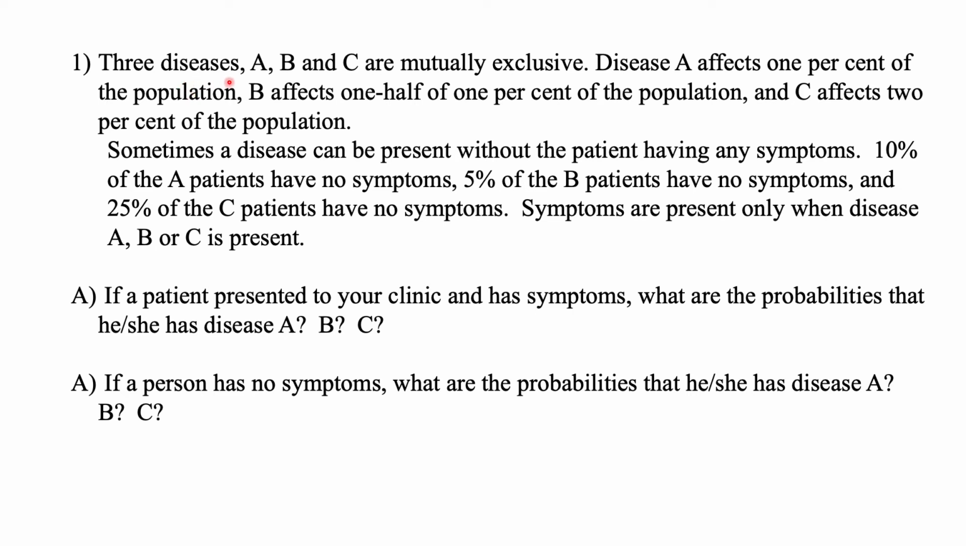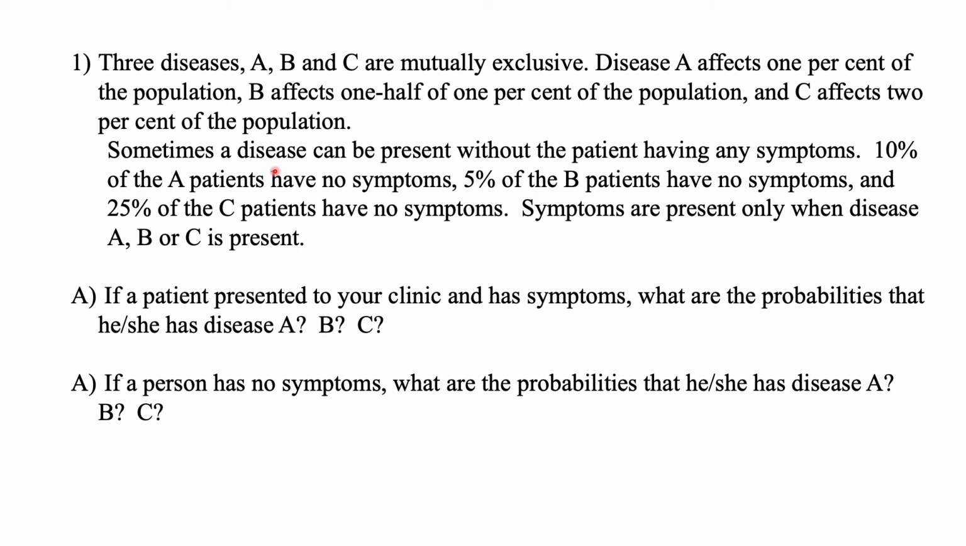So these diseases, A, B, and C, are mutually exclusive. That means they cannot happen in the same patient at the same time. So each patient will have either disease A or B or C. Then we are given here the prevalence of these diseases. So the prevalence of disease A is 1%, disease B 1/2 of 1%, that means 0.5%, and disease C 2%.